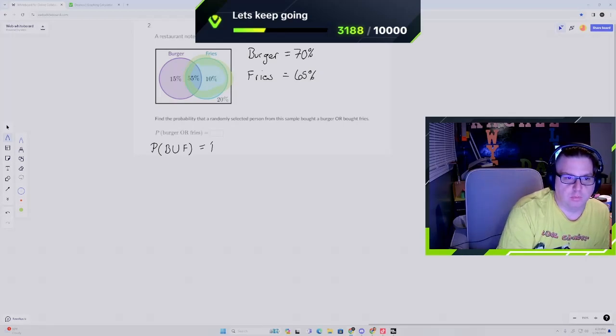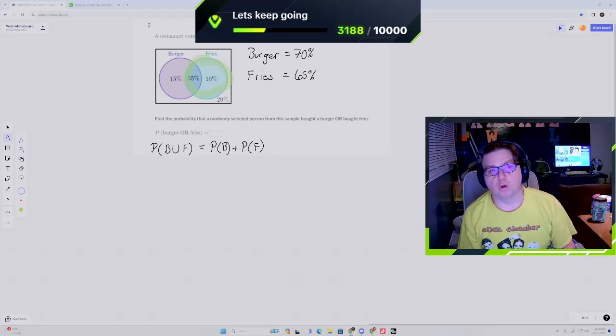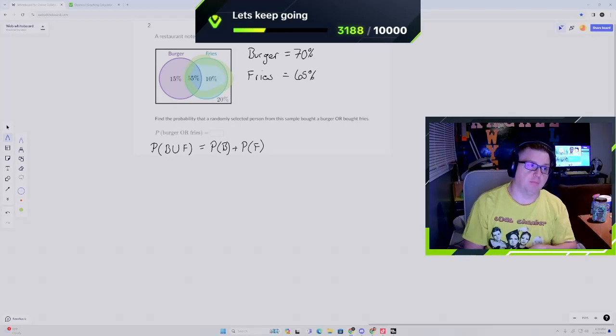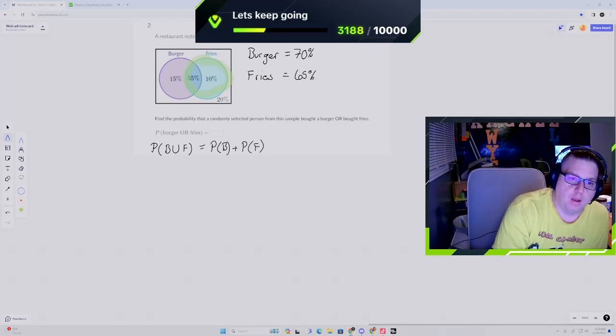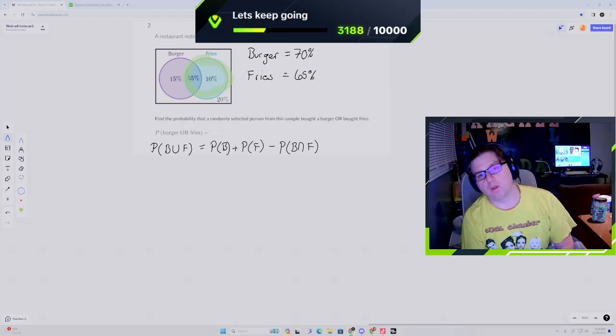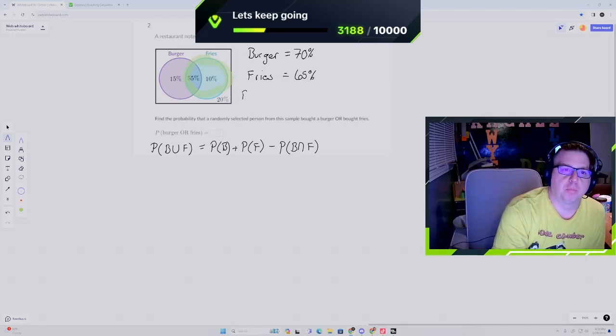And when we write this equation, we're going to do the probability of B plus the probability of F. But remember, some people ordered burgers and fries at the same time. So we don't want to overlap them. So to get rid of those extras that get counted twice, we are going to take the probability of the burger and the fry, and we're going to subtract it off. So we don't want the repeats. So when we look at burgers and fries, we get 55%.